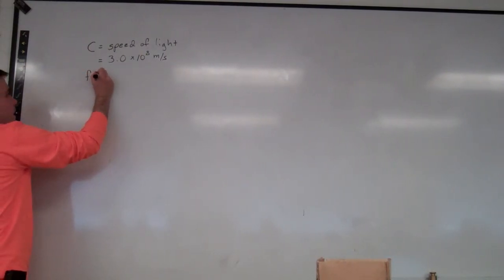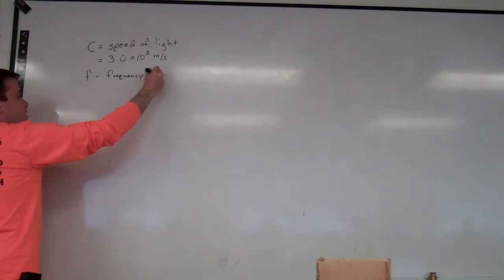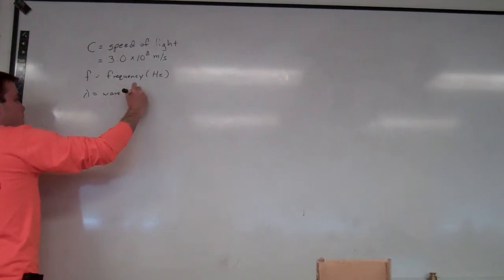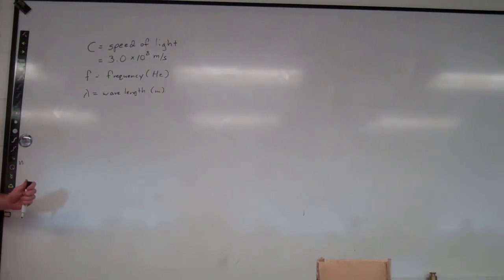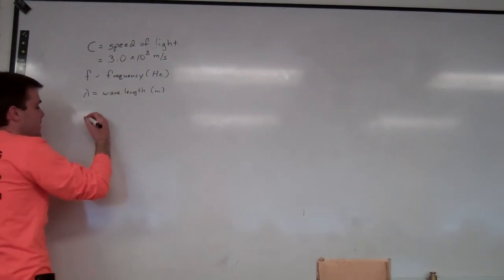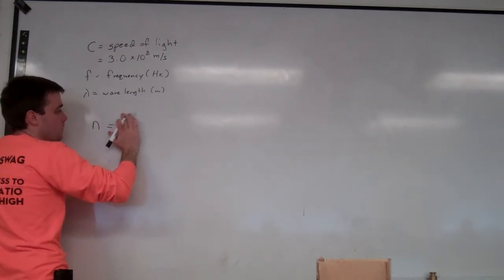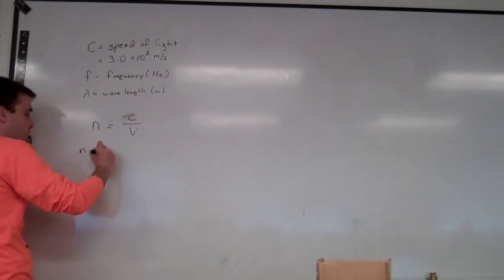Okay, f is frequency, and that's in hertz. And wavelength is lambda, in meters. Questions about that? Okay. An equation I forgot to put on there that I want you guys to have is n equals c over v. n is the index of refraction.